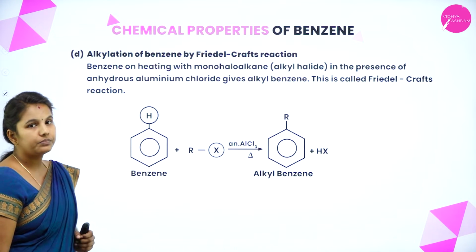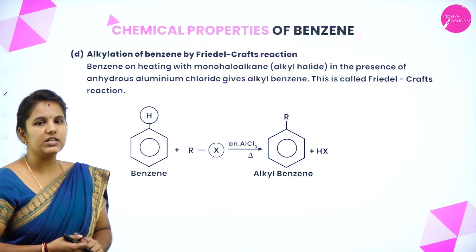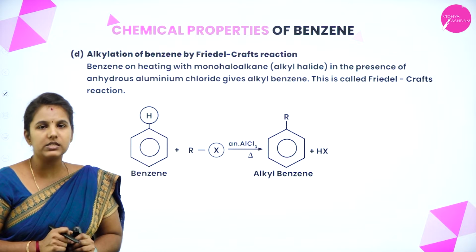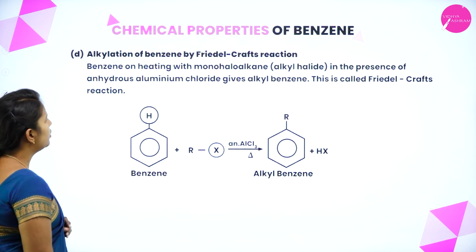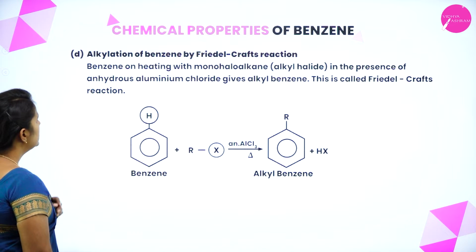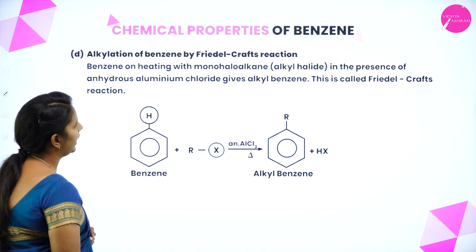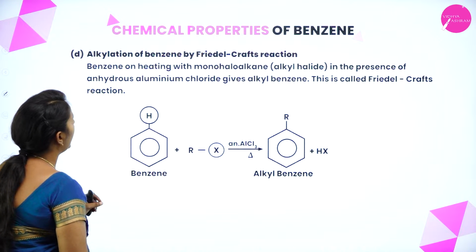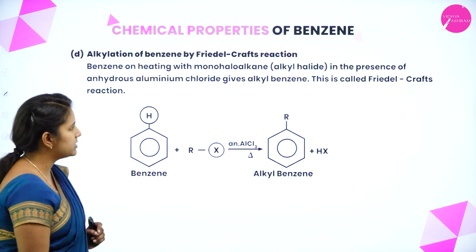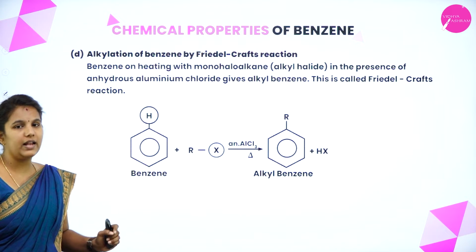Next is alkylation. Alkylation means the process of adding an alkyl group to the benzene ring. This is also known as the Friedel-Crafts alkylation reaction. So benzene on heating with a monohaloalkane in the presence of anhydrous aluminium chloride gives the alkyl benzene. This is also known as Friedel-Crafts alkylation.